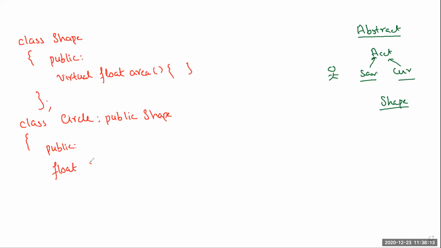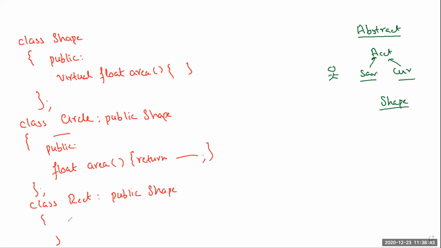The keyword virtual is used only in the parent class. And here you can write return, of course it will have some radius, so you will write that formula, pi r square, and then like this. So you can actually fill it. I'm not writing the complete formula. Similarly for rectangle, you will have again a public function, which is area, so you can write return length into width.